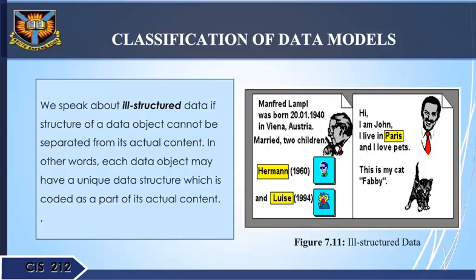We speak about ill-structured data if the structure of a data object cannot be separated from its actual content. In other words, each data object may have a unique data structure which is coded as a part of the actual content.